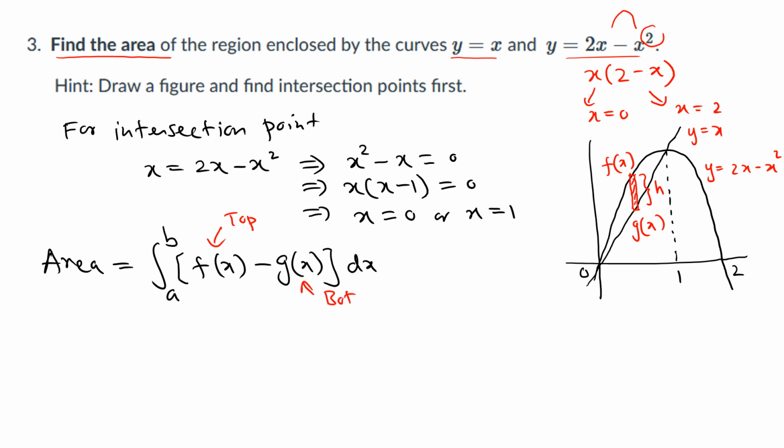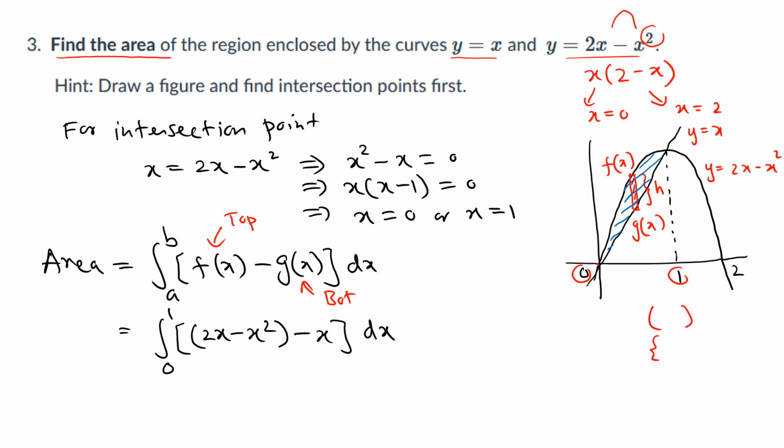So let's plug in the two functions. First, the limits go from 0 to 1. This one is the starting value and the ending value is there for the region. That's the region we are talking about, so those are the starting and ending values. The top function in this case is 2x minus x squared, minus the bottom function x, dx. Make sure that you use the proper parentheses here: first simple parentheses, then braces, and then brackets.